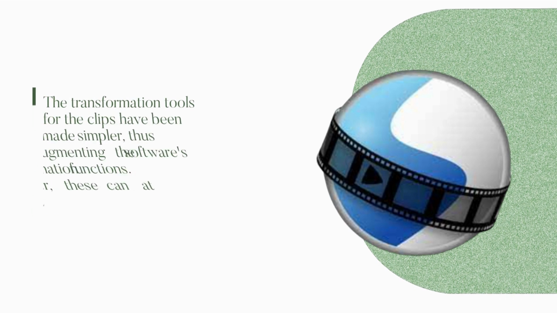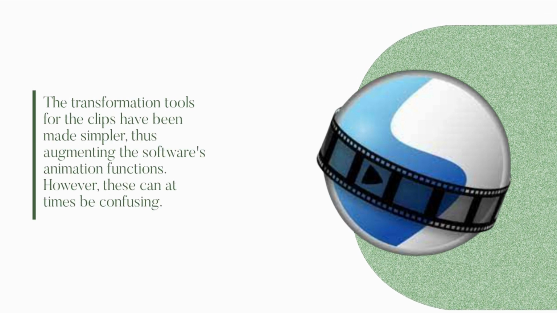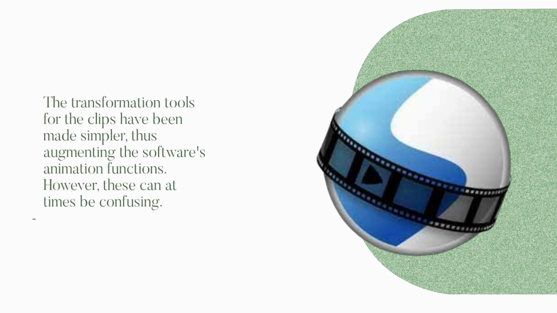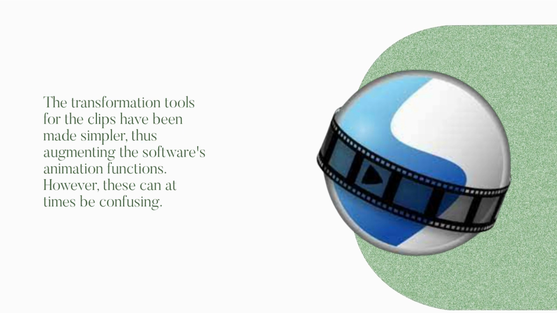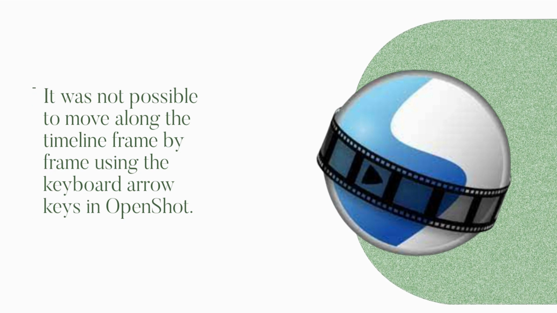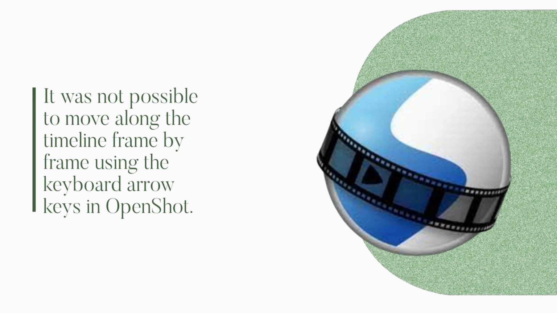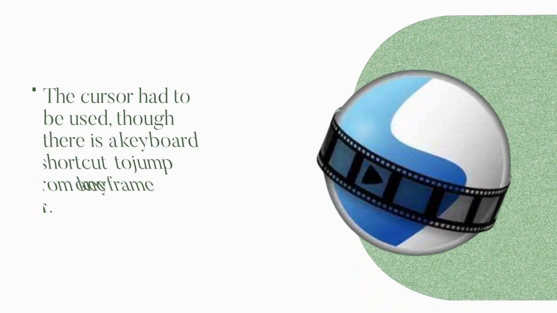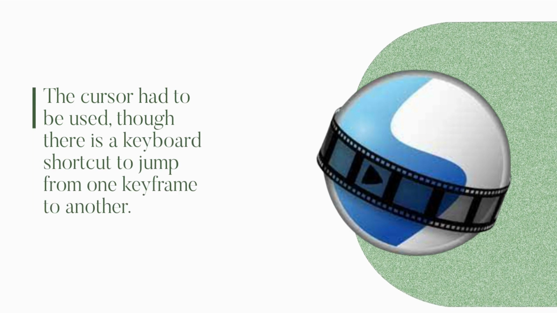The transformation tools for the clips have been made simpler, thus augmenting the software's animation functions. However, these can at times be confusing. It was not possible to move along the timeline frame by frame using the keyboard arrow keys in OpenShot. The cursor had to be used, though there is a keyboard shortcut to jump from one keyframe to another.